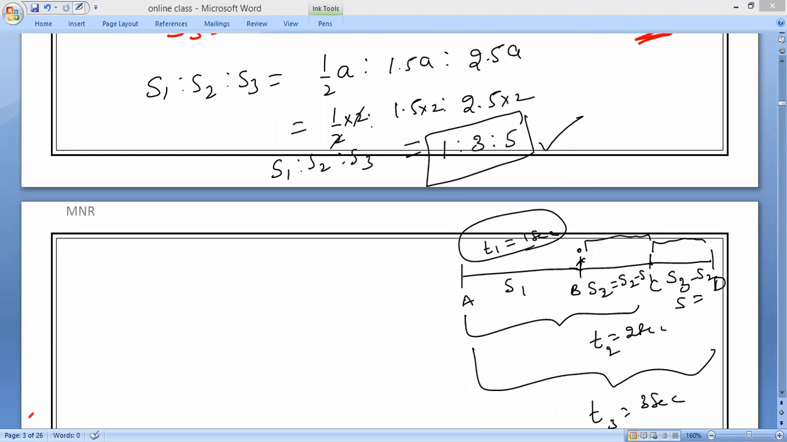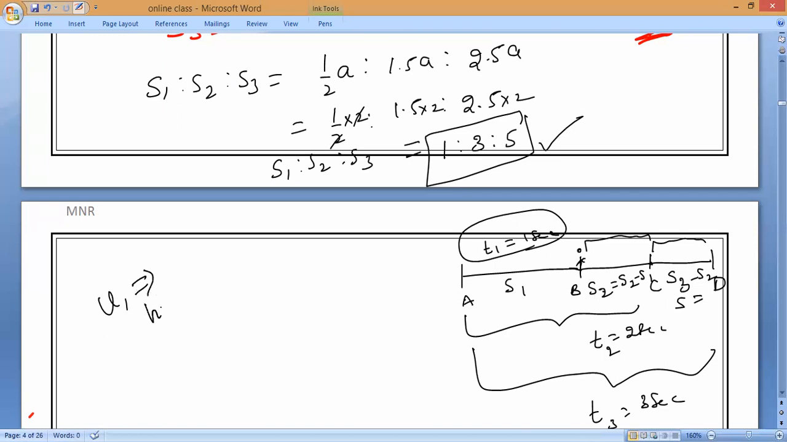Calculating height from initial velocity. What is the formula? Anybody? See your notebooks and tell me. Danishkar. Yes, H is equal to U square by 2G. Very good. So if you know initial velocity and want to calculate height, basically we'll use the third equation of motion. Why? Velocity and position. What is that equation? V square minus U square is equal to 2GH.